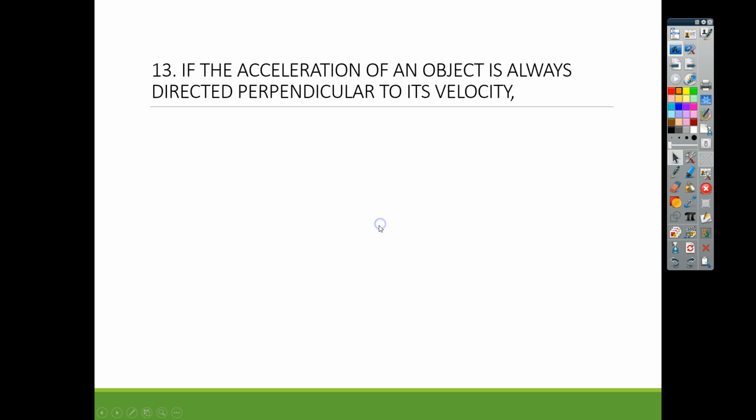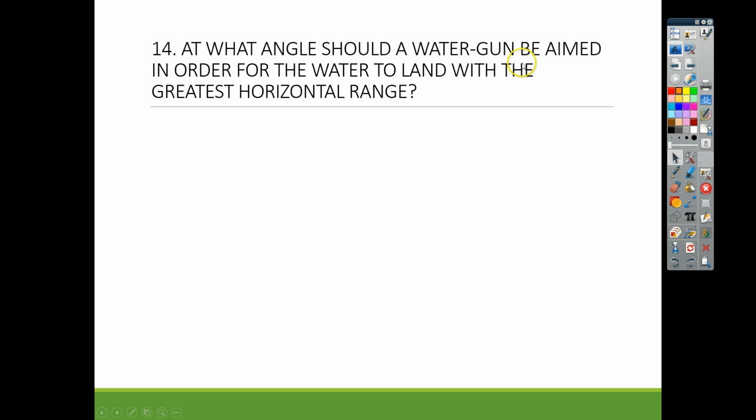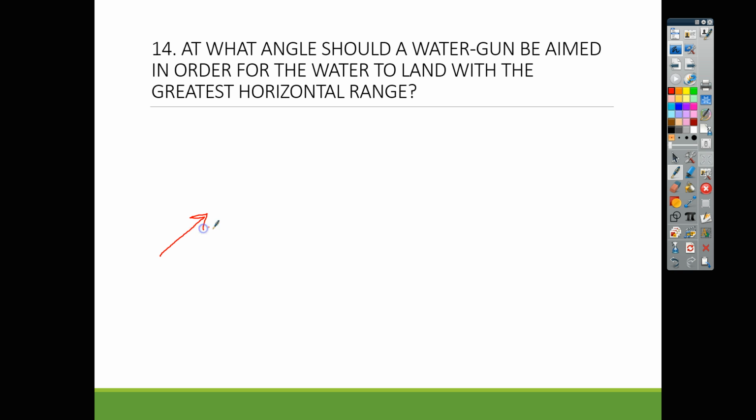For number 14, it says, at what angle should a water gun be aimed in order for the water to land with the greatest horizontal range? So anytime you have a cannon or any other projectile, the best angle to use is 45 degrees. That will give you the most range. Range is just the distance from where the gun shoots to where the bullet or water or whatever it is lands. If I do this at a lesser angle, so let's say that I did it at 25, it's not going to go as far.